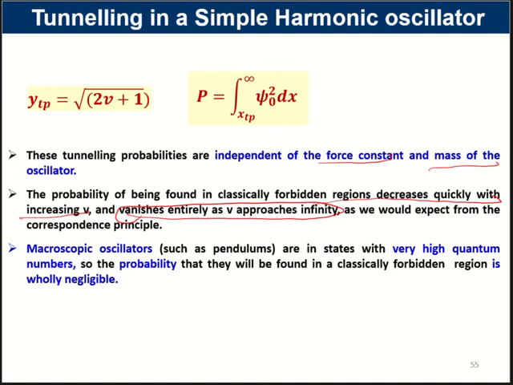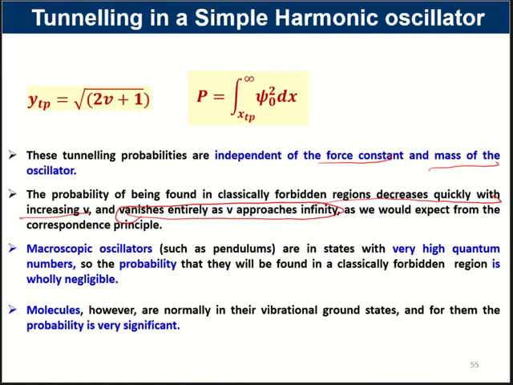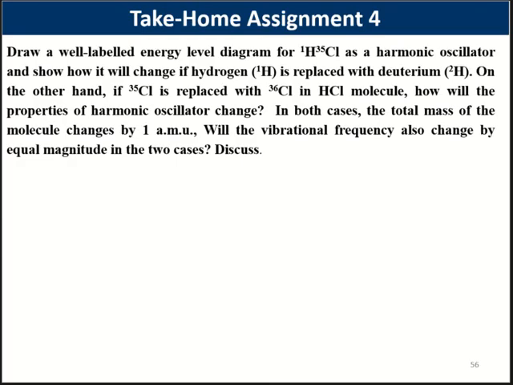So macroscopic oscillators, the spring, oscillating spring that you see, the swing in the park, all those pendulums, anything that you can think of, they represent that high quantum number state where the probability of tunneling is 0. But when you talk of molecules, they do have, in the ground state, they have finite probability. As we can see, simple calculation shows that 8% is a possibility. Okay, so that's all for vibrational.